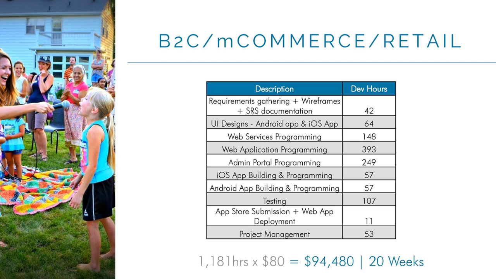So you can see here, the bulk of your hours are coming with the web application and the admin portal programming. With this case in point, the iOS and Android app development wasn't nearly as much because they had a lot of back-end rules and back-end logic that they needed to achieve. So this complex retail app would come in around 1,181 hours, times that by $80, and you're looking at $94,000 for 20 weeks of development.